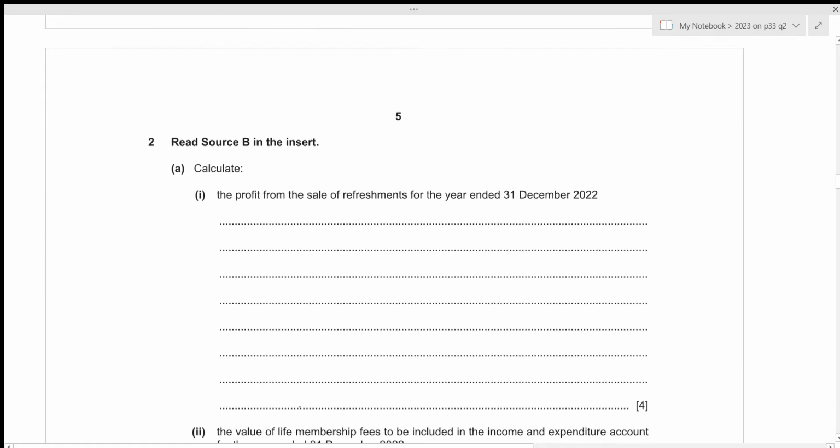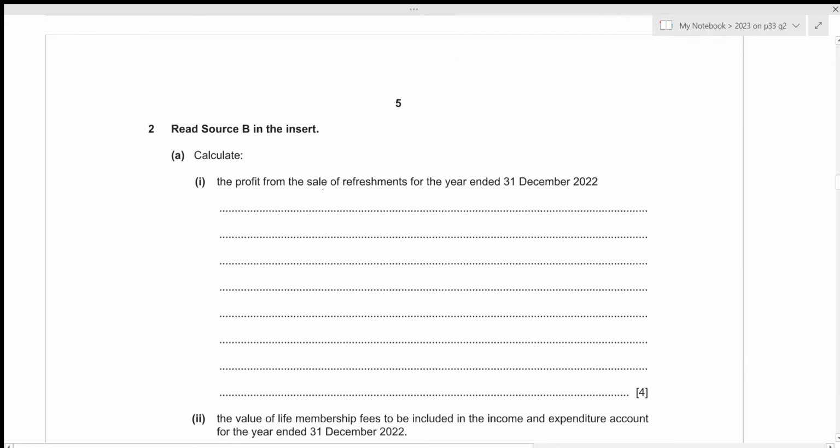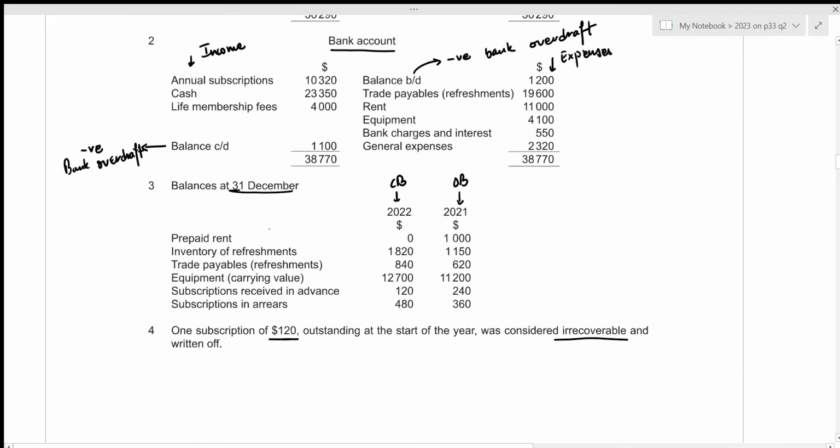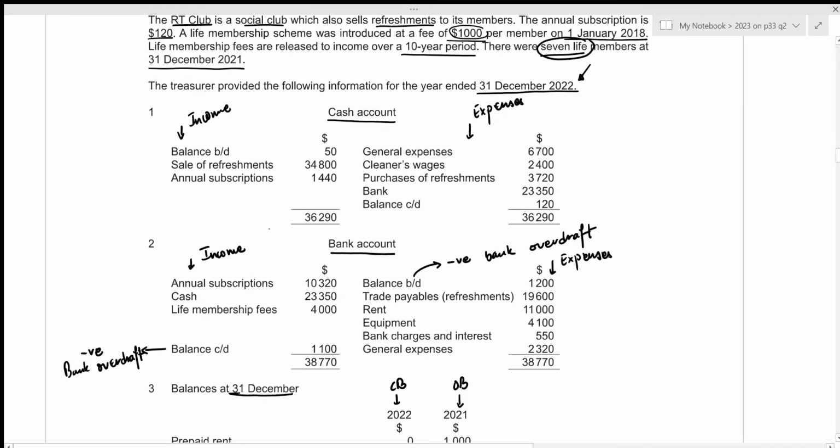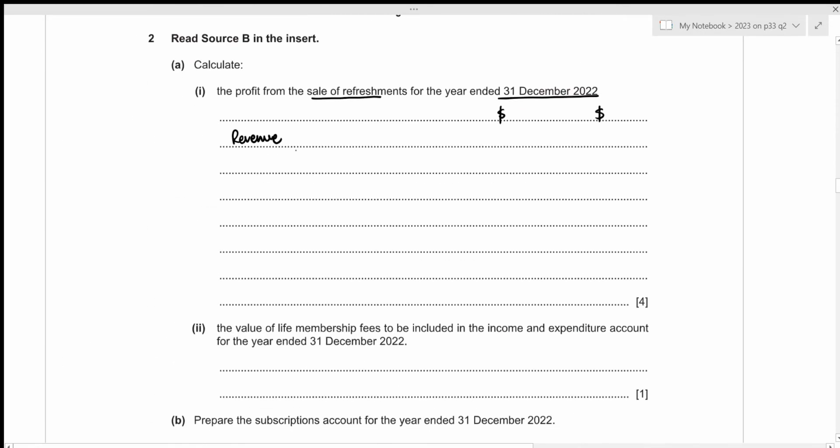Let's have a look at our first question. We need to calculate the profit from the sale of refreshments for the year ended 31st December 2022. So for this one, we can just create a trading account for the sale of refreshments. We can start with our revenue. For our revenue, we have to check the income section for our cash account as well as the bank account. Within bank account, we can see there's only annual subscription, cash transfer, and life membership fees. And within our cash account, we can see that the sale of refreshments was 34,800. That's our revenue. So 34,800.